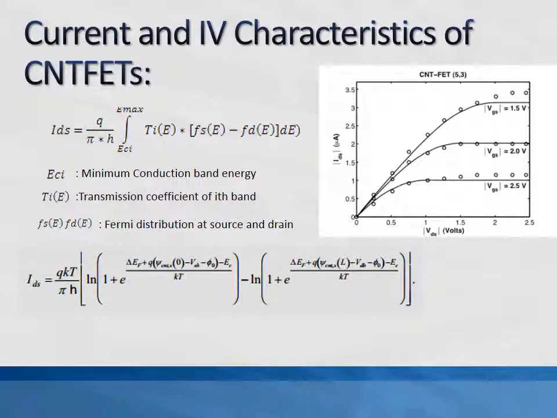Current and IV characteristics of CNT FETs. The current equation is as shown, where ECI is the minimum conduction band energy, Ti is the transmission coefficient of the ith band, and Fs and Fd are the Fermi distribution at the source and the drain. Below is a current equation in terms of carbon nanotube surface potential. On the right hand side figure, we can see a plot of IDS versus VDS at various gate voltages. The plot is similar to that of traditional MOSFET.